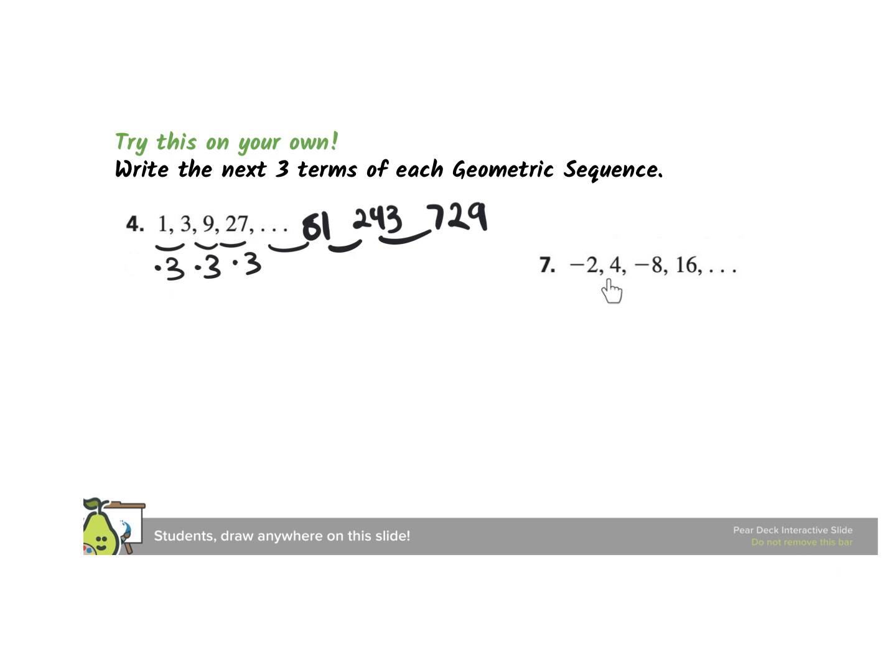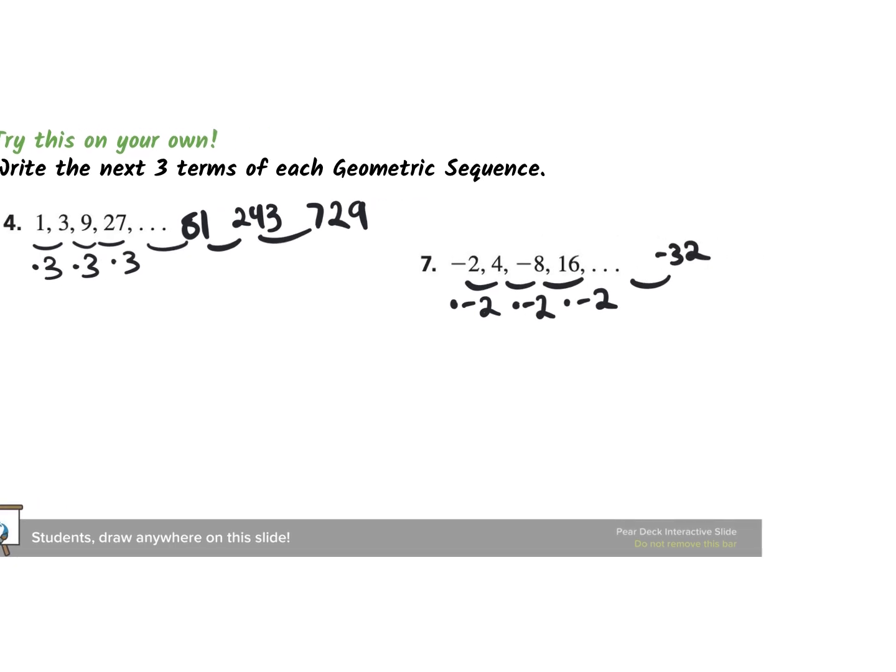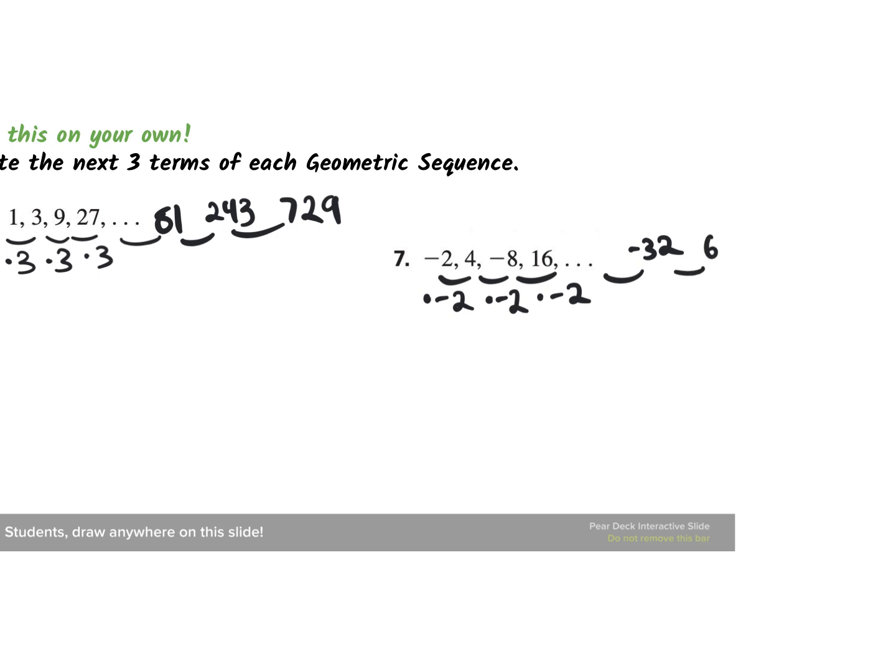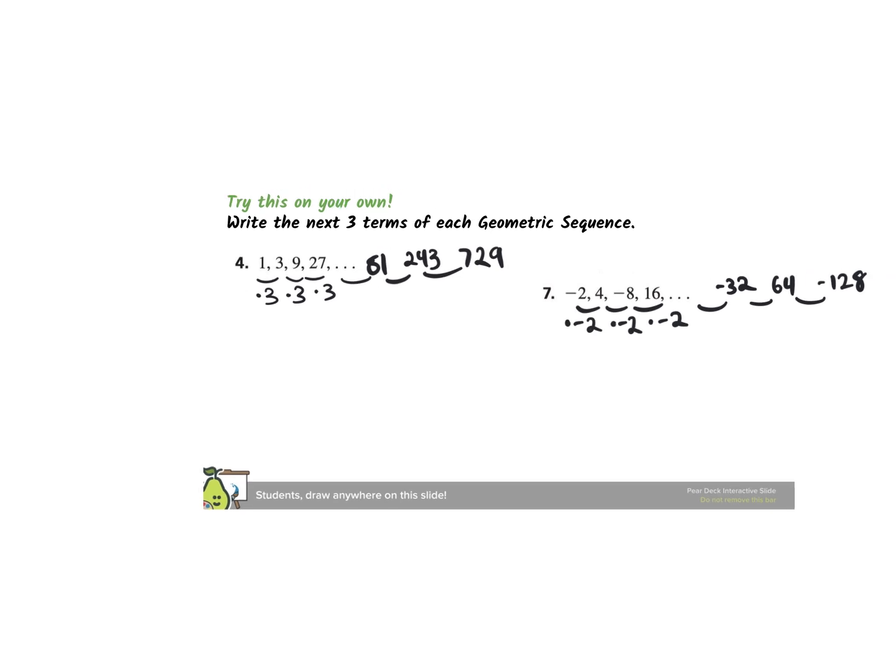We're going to do the same thing for number 7. Notice we're going from negative to positive. So we are multiplying by 2, but we're not multiplying by positive 2. We're multiplying by negative 2 each time. Therefore, 16 times negative 2 gives us negative 32. And negative 32 times negative 2 goes to positive 64. And then 64 goes to negative 128.